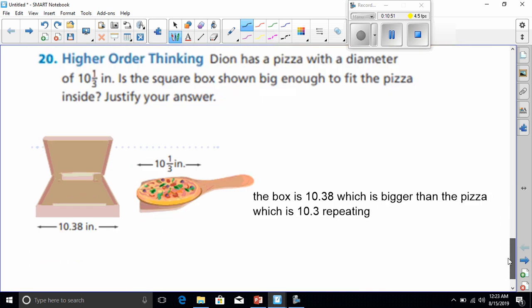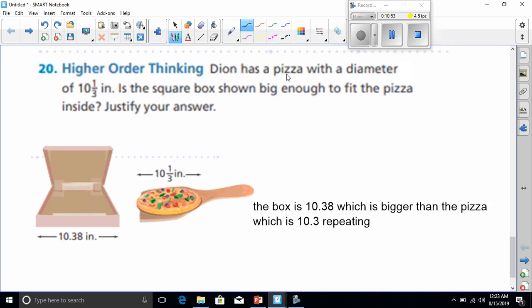Number 20 says, high order thinking. Dion has a pizza with a diameter of 10 1/3 inch. Is the square box shown big enough to fit the pizza? Well, we have to find out what 10 1/3 is and see if it's smaller than 10.38. Well, we know that the pizza is at least 10, all right? And we can say then that 10 1/3 is going to be 1 divided by 3.